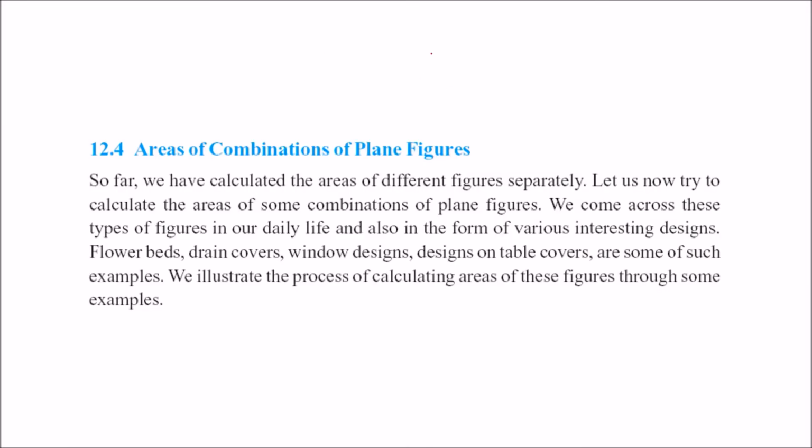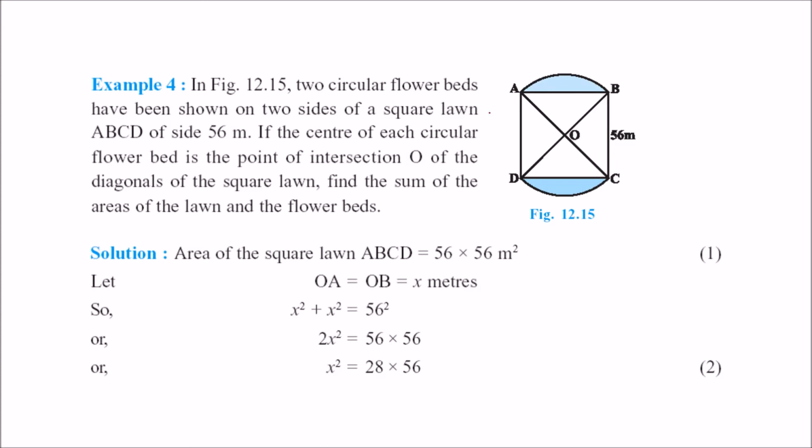Now areas of combination of plane figures. This circle can be combined with various figures in various designs. There are so many things where we can see. So let us see how to find out the area with a few examples. First, you have two flower beds. This is the region shown, and you have a square lawn ABCD of side 56. If the center of each circular flower bed is the point of intersection O of the diagonals, find the sum of the areas of the lawn and the flower bed. So the whole area you have to find out.